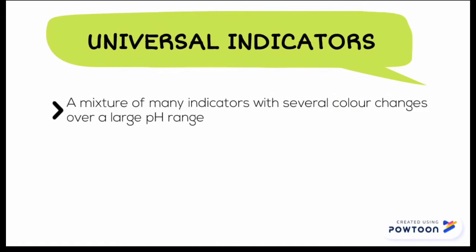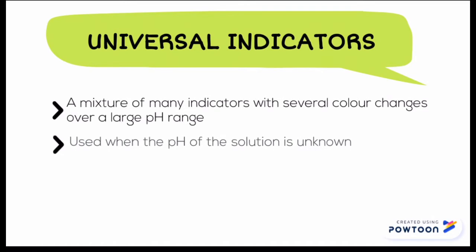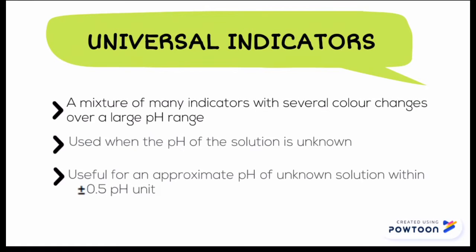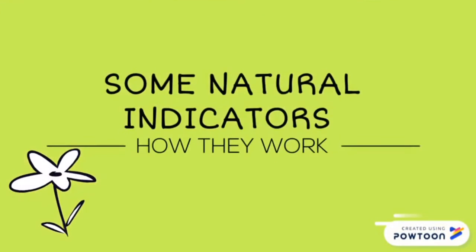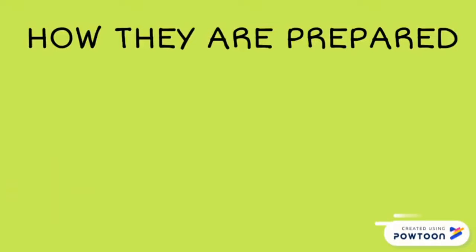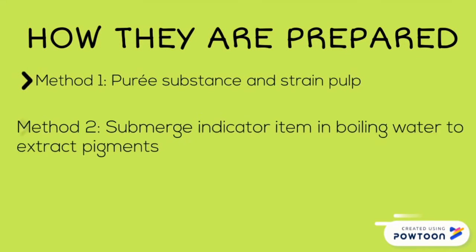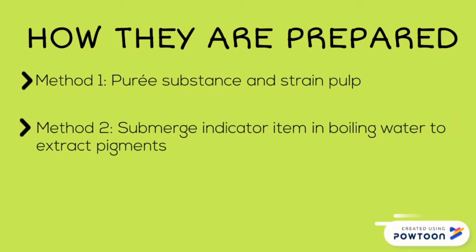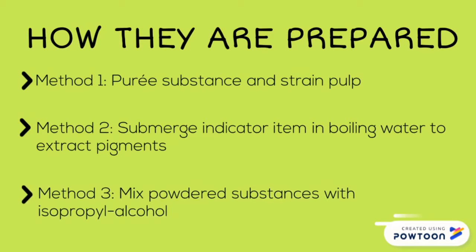Universal indicators are mixtures of many indicators with several color changes over a large pH range. They are used when the pH of a solution is unknown and for approximating pH of unknown solutions within 0.5 pH unit. Now let's talk about some natural indicators. They can be prepared in many different ways, such as being pureed, submerged in boiling water, or powdered substances can be mixed with isopropyl alcohol.